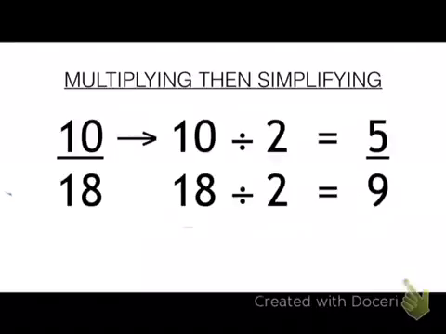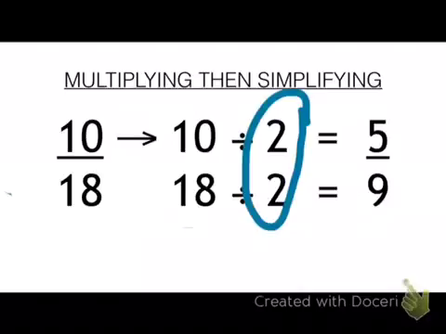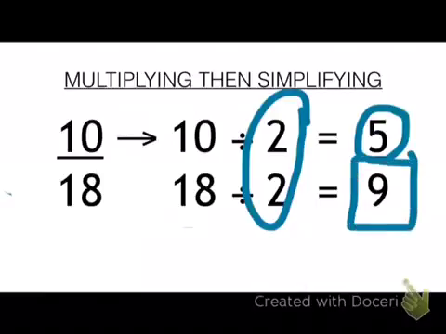Step 3. Simplify your answer. If we have to simplify the answer, then we need to find a common factor. When we look at the fraction, we see that both numbers are divisible by 2. If we want it in lowest terms, we will divide both numbers by 2. So, 10 divided by 2 equals 5, and 18 divided by 2 equals 9. So your simplified answer is 5 over 9.